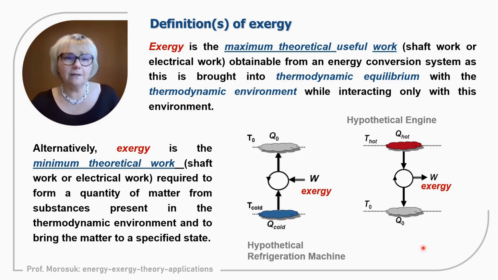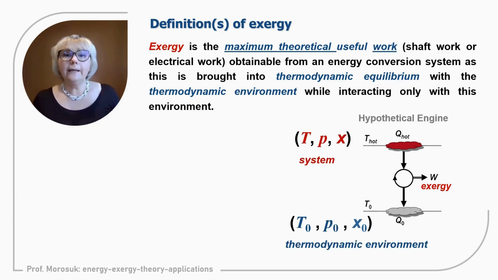If you remember, this is exactly the definition of the Carnot cycle: for an ideal heat engine, maximum work; for an ideal refrigeration machine, minimum work. So we are in full contact with the first and second laws of thermodynamics. Exergy has two definitions: for conditions higher than the environment and for conditions lower than the environment. We will continue with the simplest explanation, that exergy is maximum theoretical work.